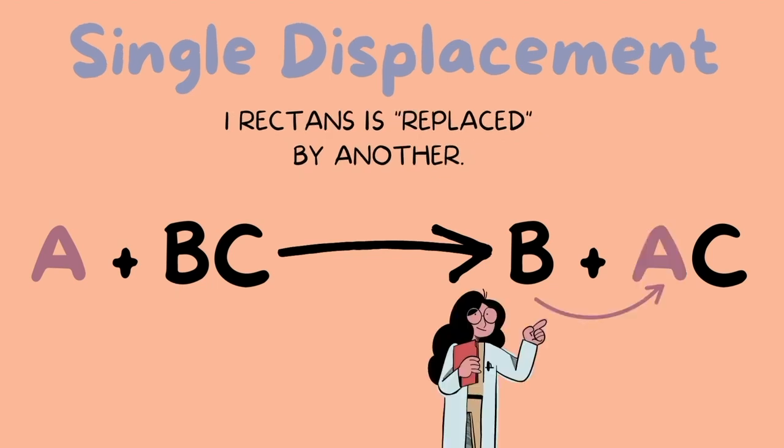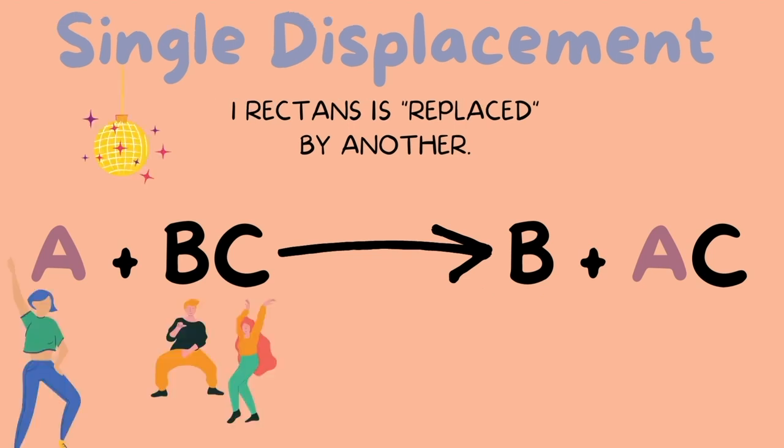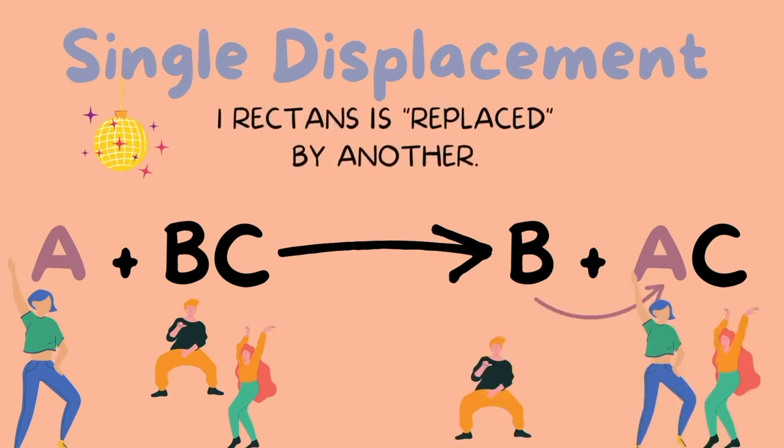I like to think of it like people dancing on the dance floor. There is one single person dancing and a couple dancing together. Then the single person comes in and takes the place of one of the partners. And now that partner is dancing single or dancing alone. So basically they just switch places.